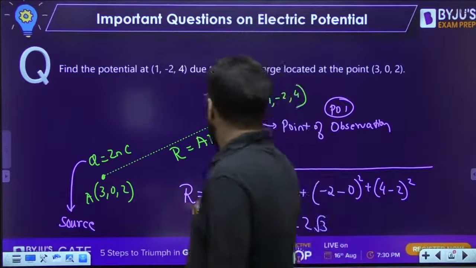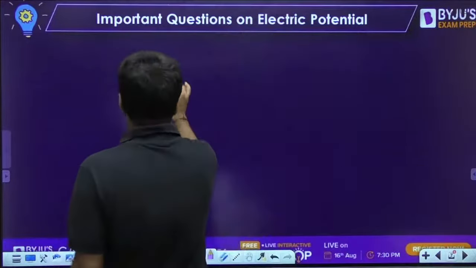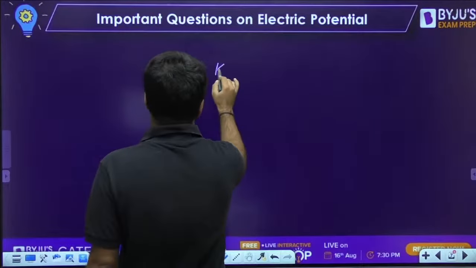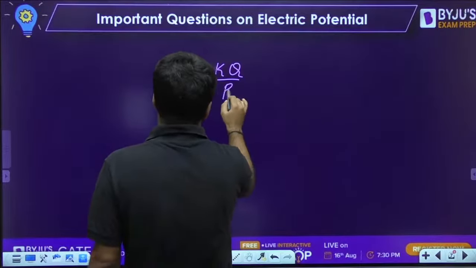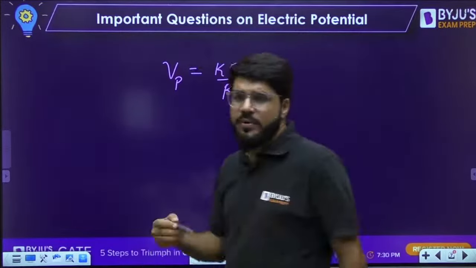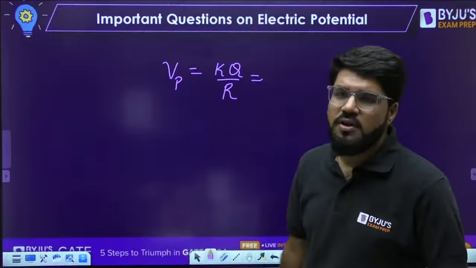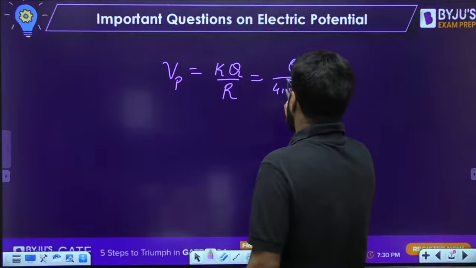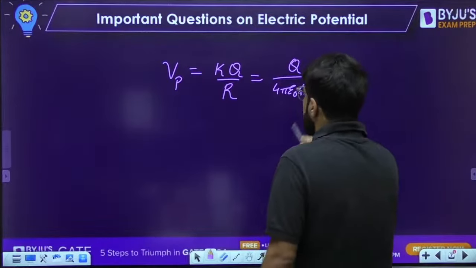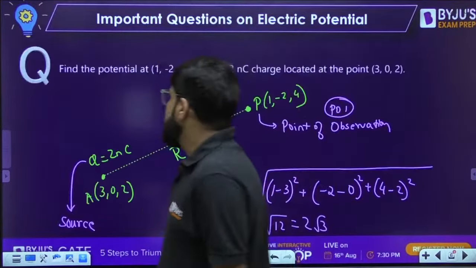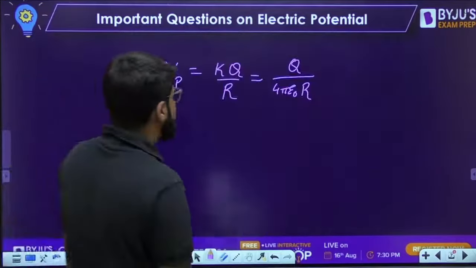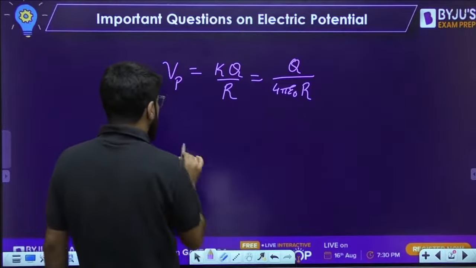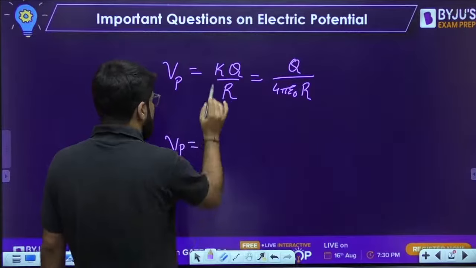Now, what is the potential at this point? The potential at any point due to a point charge is given by the formula KQ by R. Since this is a question based session, we'll of course revise all important formulas with the help of questions. We can also write it as Q upon 4 pi epsilon naught R, where K is 1 upon 4 pi epsilon naught. Nothing is mentioned, so of course it is free space, that is why I have taken epsilon naught. Then the potential at this point becomes, what is K?